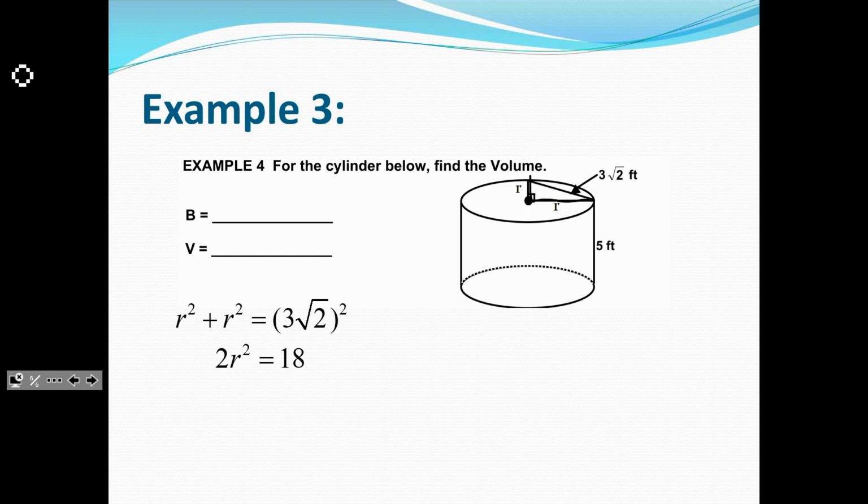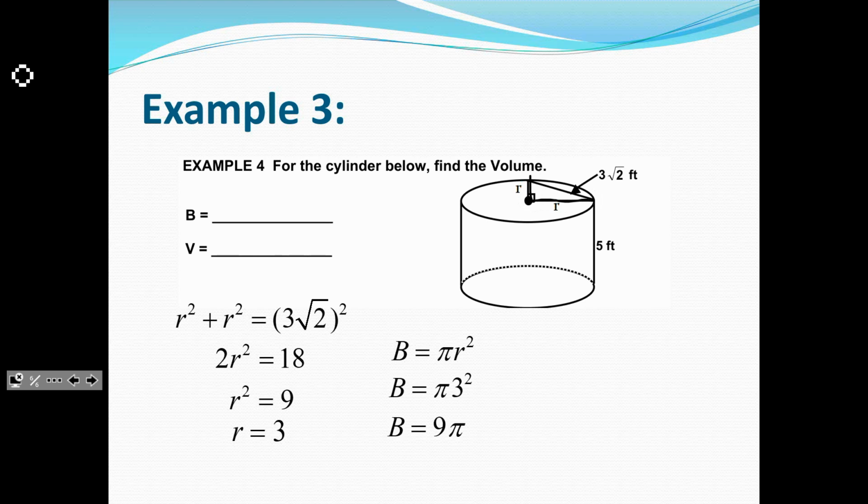All right. So then we want to solve for r. So what would we do next? Divide by 2. Good. So then we have r squared equals 9. And then what do we do to get rid of that square? Take the square root. So r must be 3. All right, so now that I know r, can we find the base area? Yeah, just pi r squared, right? So what's our exact base area going to be? 9 pi.